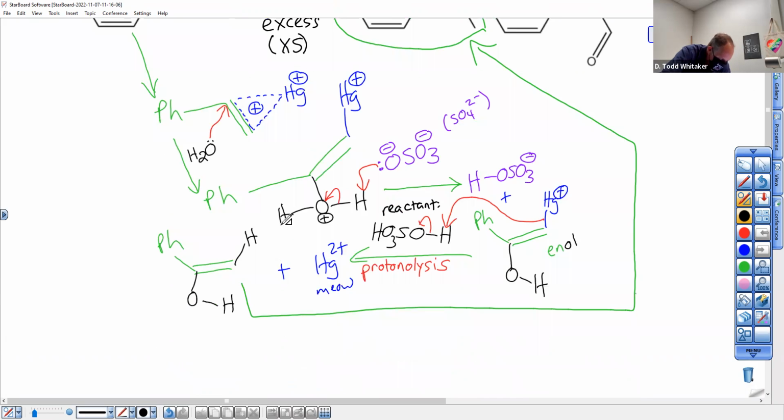So now I'm going to use sulfuric acid as a catalyst. And here is the partnership of sulfuric acid right here and its conjugate partner, which is right here.